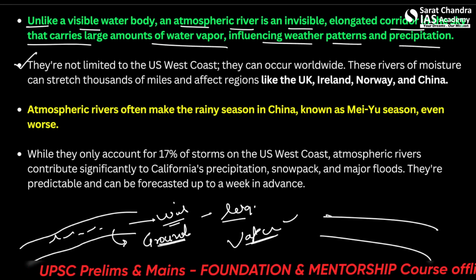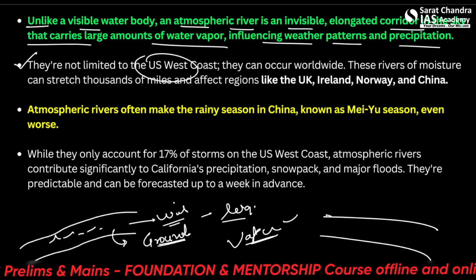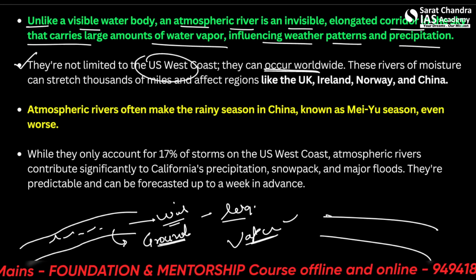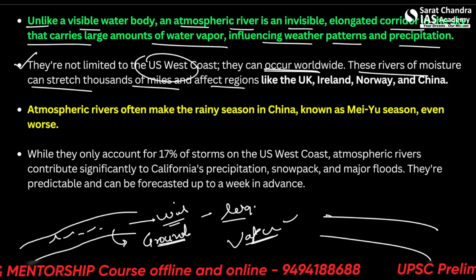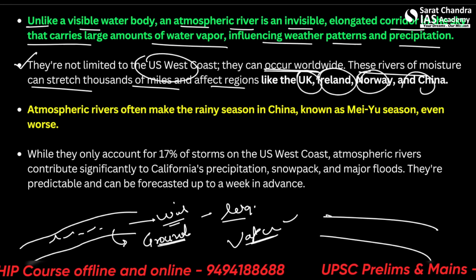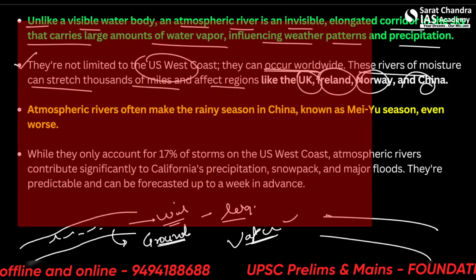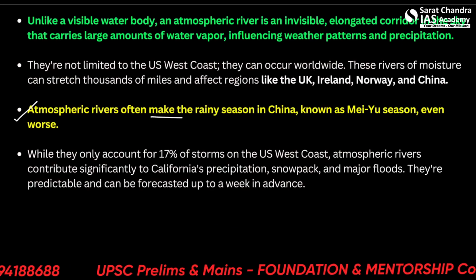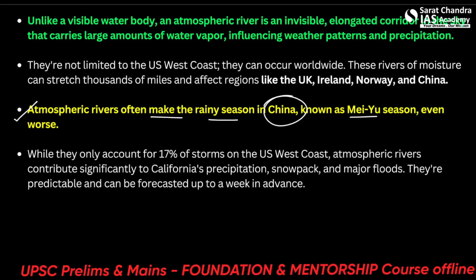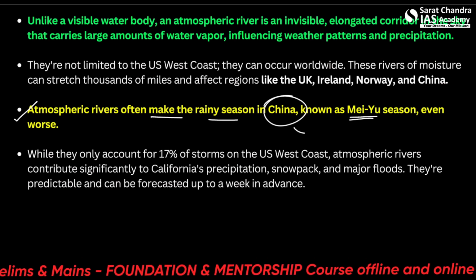Now, to clear a myth, they are not limited to the US West Coast. They can also occur worldwide. These rivers of moisture can stretch thousands of miles and affect regions like the UK, Ireland, Norway, as well as China. So atmospheric rivers often make the rainy season in China, known as the Mayu season. So this can also come as a prelims statement.